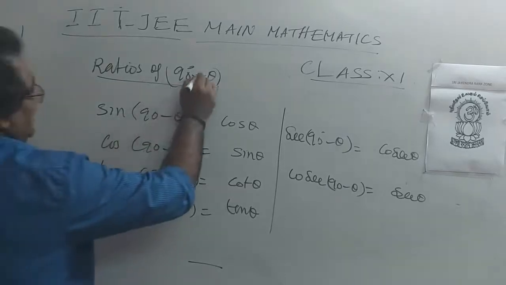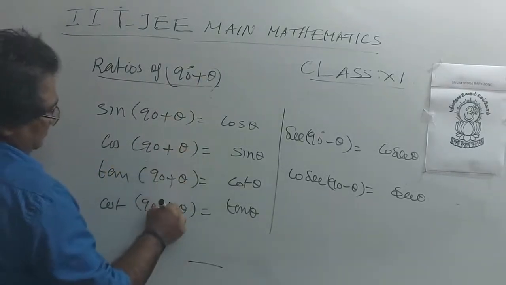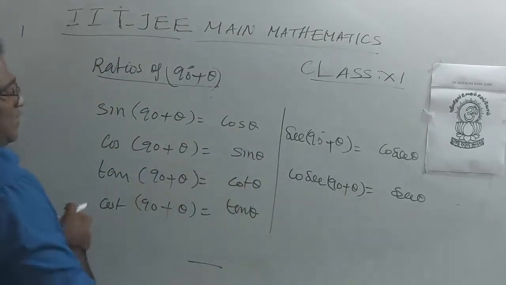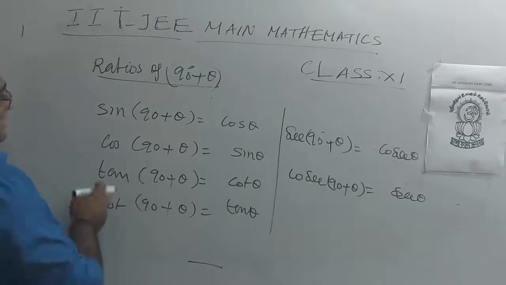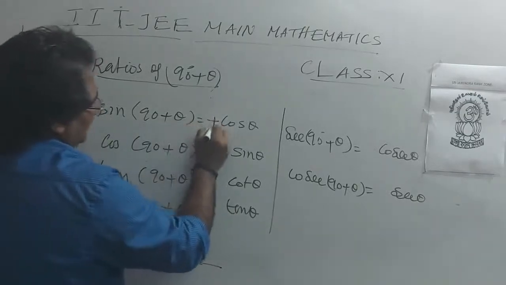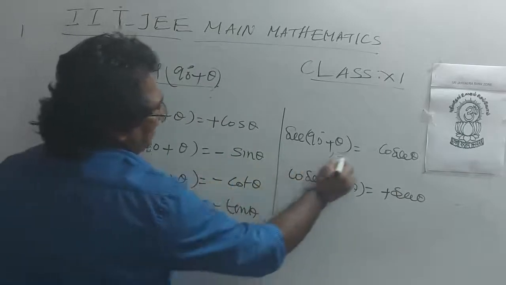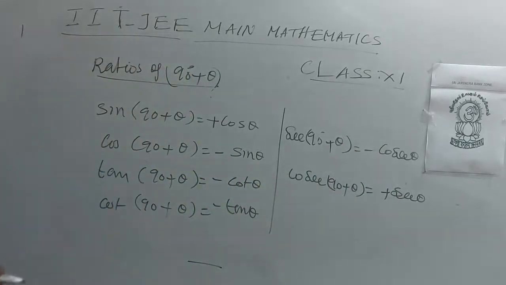Then 90 plus theta. The same changes will be happening there. But 90 plus theta is in the second quadrant. In second quadrant, sine will be positive. Cosecant will be positive. Remaining all the ratios are negative.